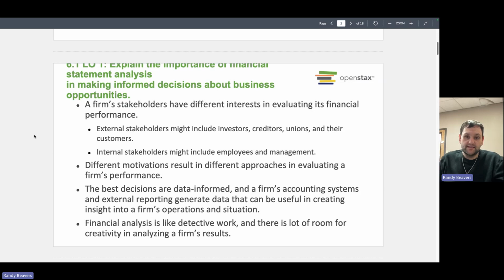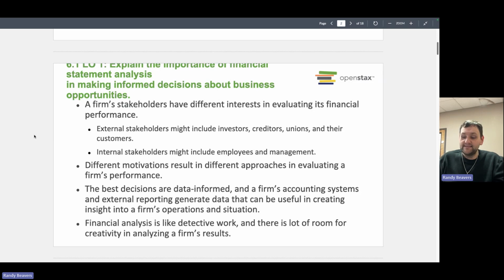Well, the firm's accounting systems and external reporting will generate data, which is then used in creating insight into the firm's operations as well as their situation. Ratio analysis is going to be our primary tool that we're going to use to do this analysis. It's going to require financial data, and it will quickly help us evaluate the relationships between a variety of elements. Note that evaluating raw data is less effective and more tedious, so that's why we're going to do ratios.